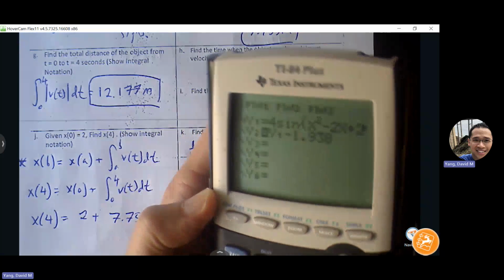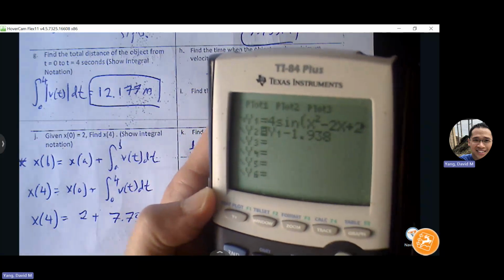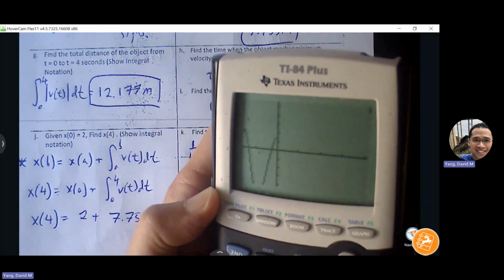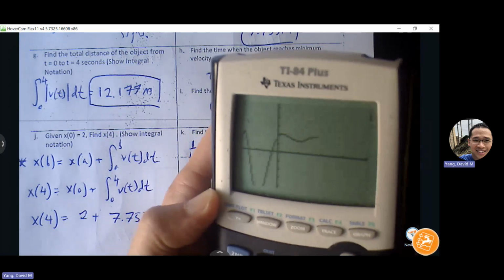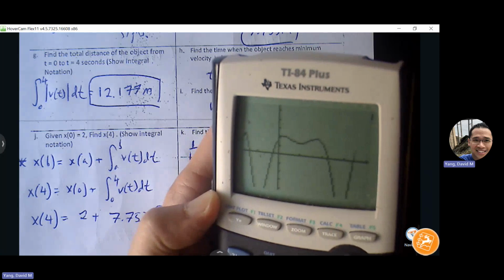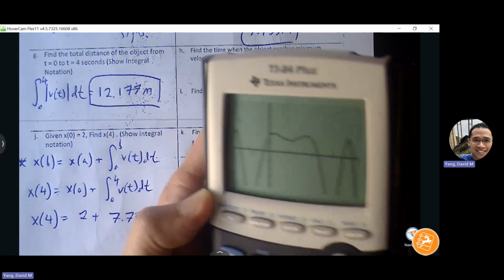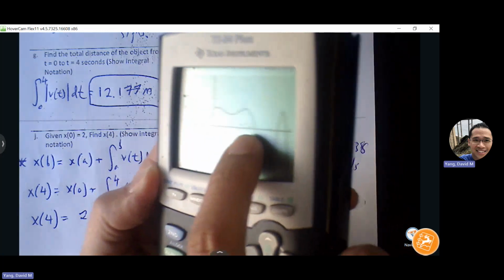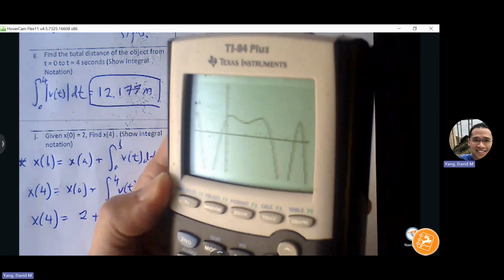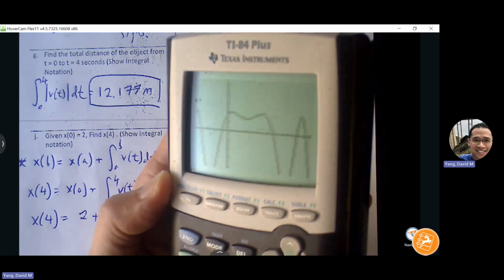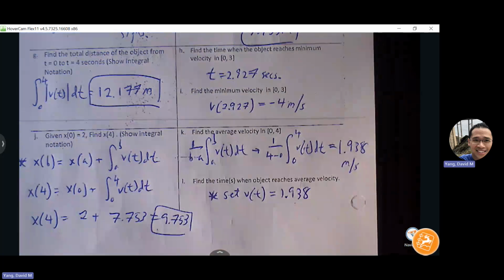So I just do my velocity minus 1.938 and hit graph. If I simply look for the x-intercept, that is my solution where my velocity graph will hit 1.938. So if I scroll to these points here, I get 2.279, 3.406, and 3.814 using the second trace zero option.